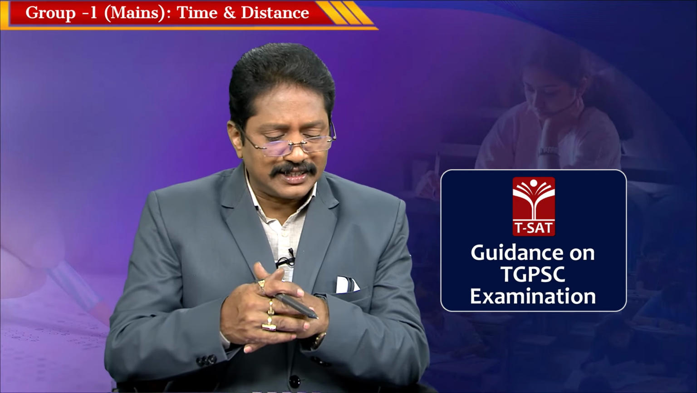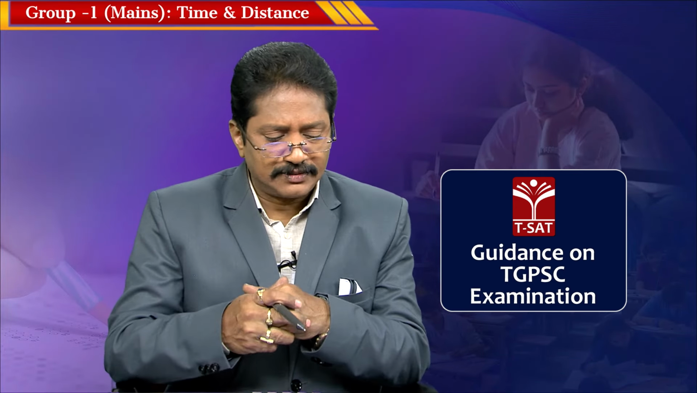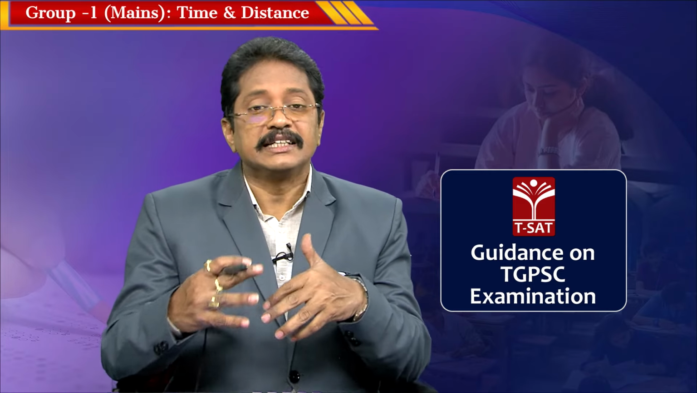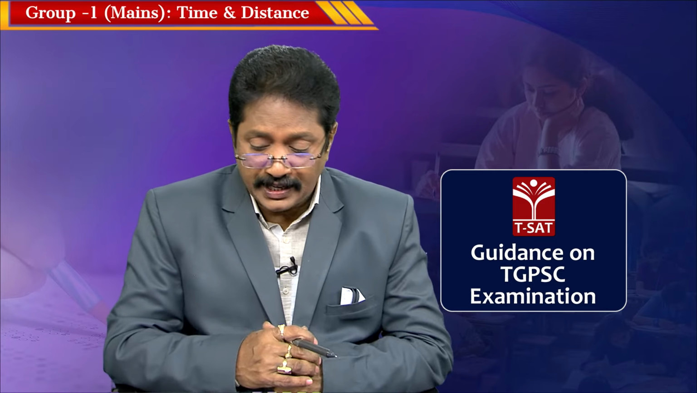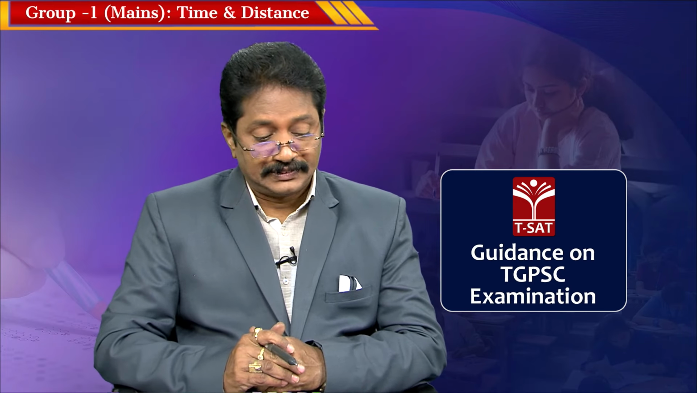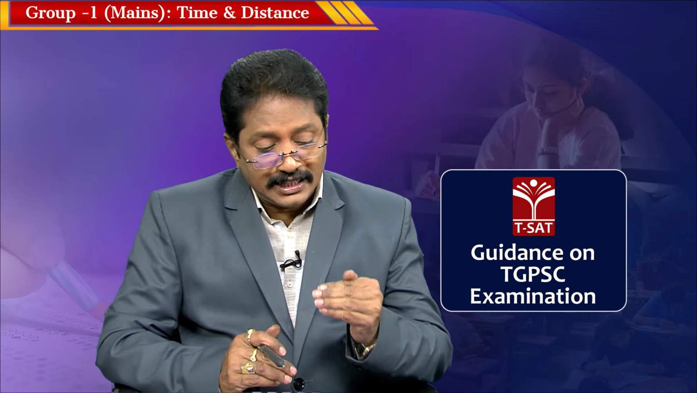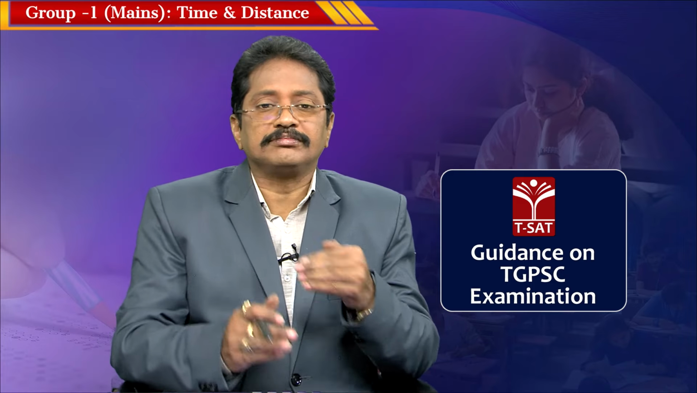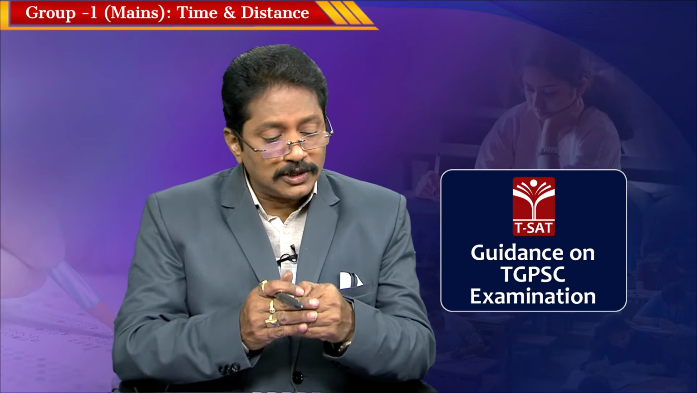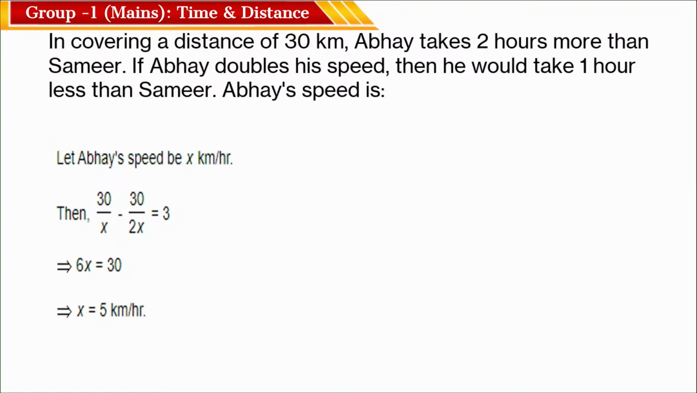Okay, Abhay takes 2 hours more than Samir because he drives the vehicle a little bit slower. If Abhay doubles his speed, when he increases his speed to double his actual speed, then he would take 1 hour less than Samir. So we don't know the speed of Abhay, so we will say Abhay's speed as x, correct, x kilometer per hour. So what is the distance here? 30 kilometers.